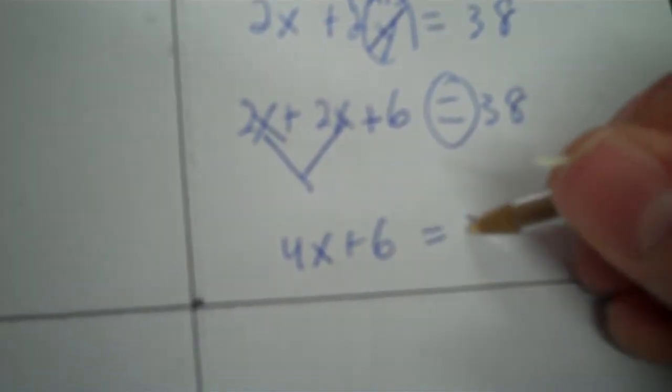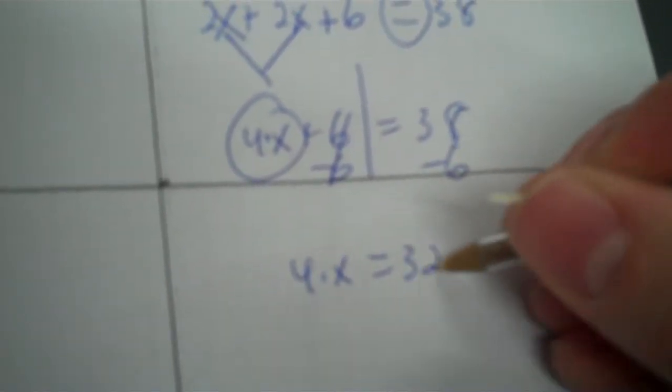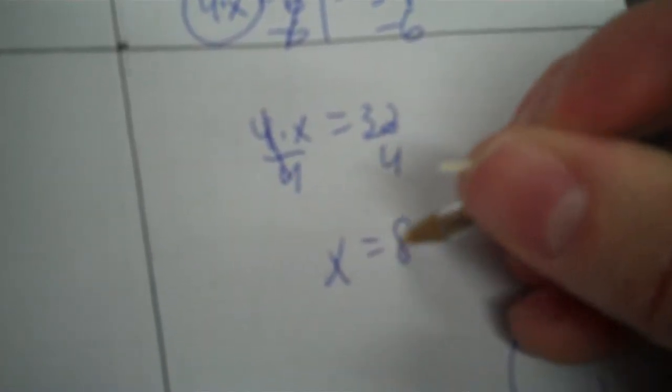Now you combine your x's, that's going to make 4x plus 6 equals 38. And you minus 6, divide by 4, and you got your solution for x. 4 times x equals 32. Divide each side by 4, and you have x equals 8. So 8's your x value.